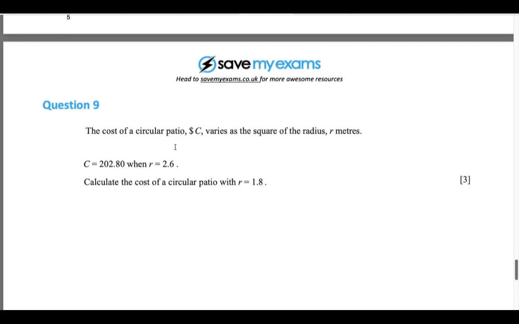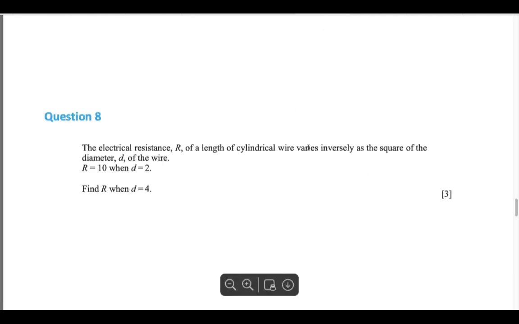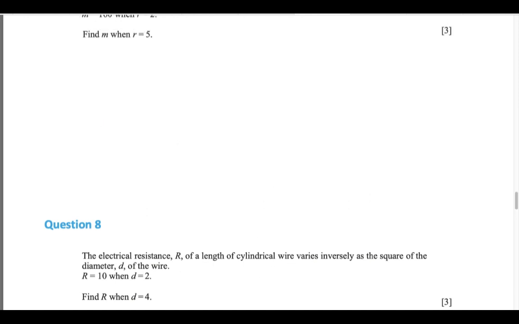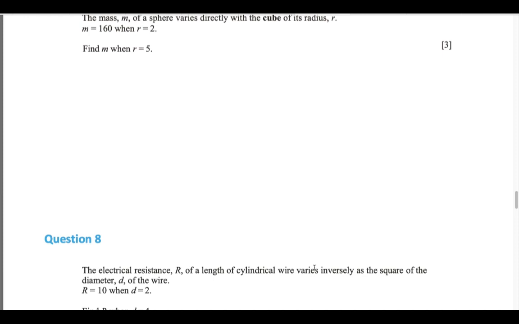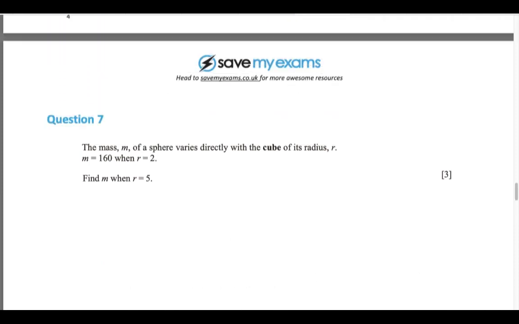The cost of a circular part, C dollars, varies as the square of this, which is direct variation. Okay, I have another one. Let's see this one. Question number 8. Yes, this one is inverse, right? But before we get to this, let's see if there's any other inverse question before this one.